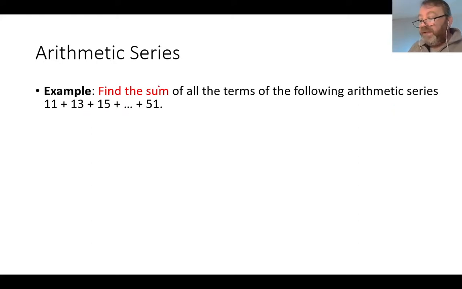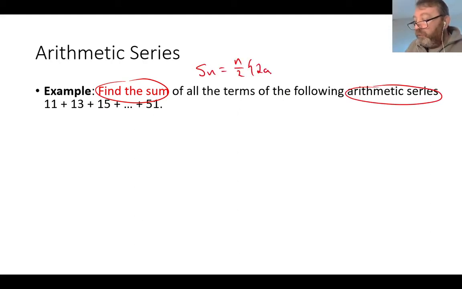Next one, find the sum of all the terms of the following arithmetic series: 11 plus 13 plus 15 plus up to 51. Now again, look, find the sum of the following arithmetic series. What's the formula? It's in your tables. S of n equals n over 2 times 2a plus n minus 1 times d. Notice how I write it down as soon as I know I'm going to use it.